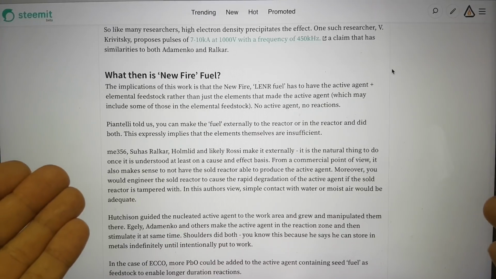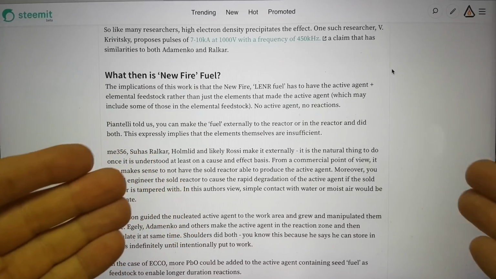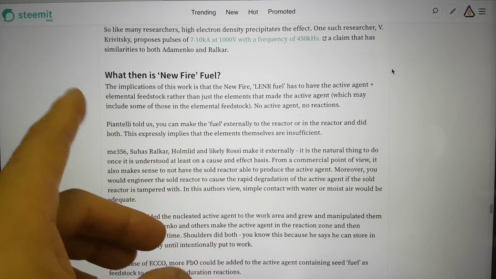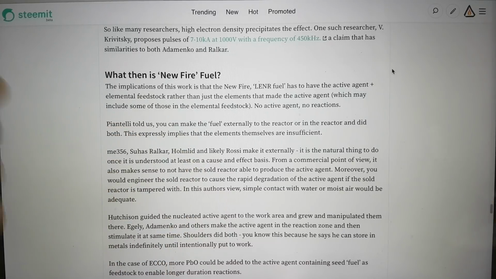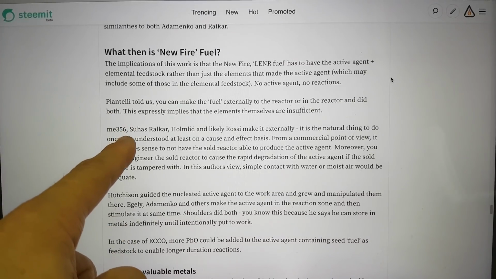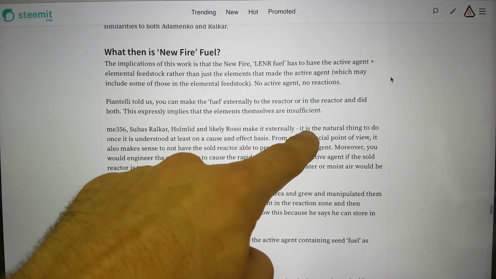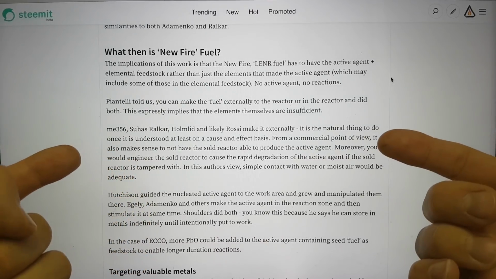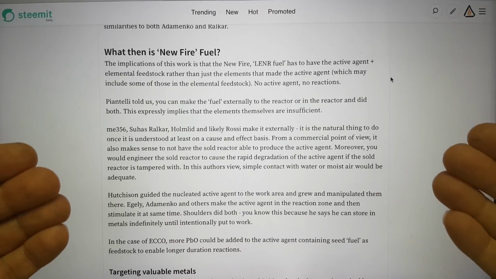Now, Piantelli told us you can make the fuel externally to the reactor or in the reactor, and he did both. To me, this expressly implies that the elements themselves are insufficient. Many people have tried chucking the elements into a box, warming them up and going, I don't see any reactions. I believe this is why. Me356, Suhas-Ralkar, Homlid and likely Rossi make it externally. They didn't necessarily always make it externally. They may not be making it externally in some embodiments. It is the natural thing to do once it is understood, at least on a cause and effect basis.